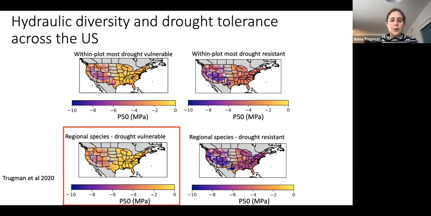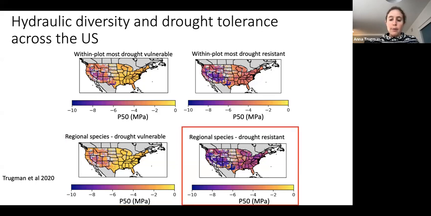And then we also wanted to look at if we were looking at potentially proximal seed sources that could seed in over time within that climate grid cell, what was the most extreme in terms of drought vulnerability within that roughly 25 kilometer grid box, and the most drought resistant individual.